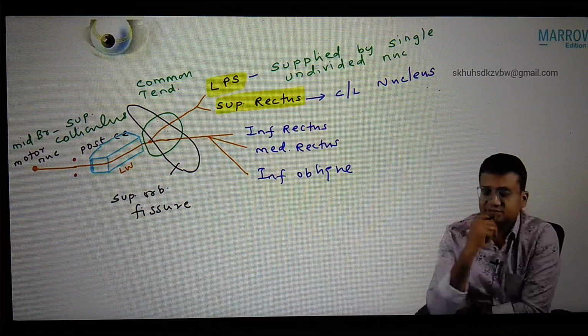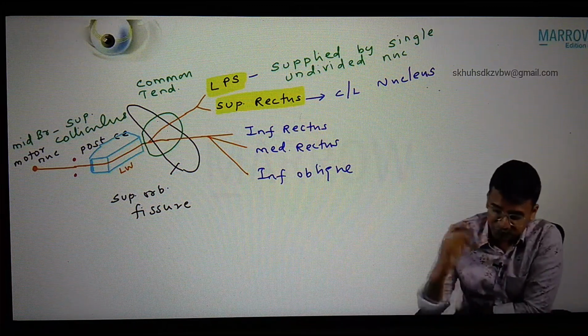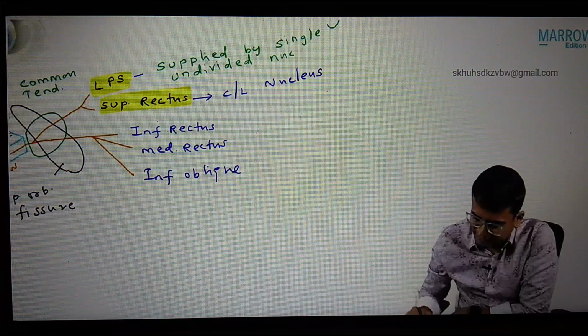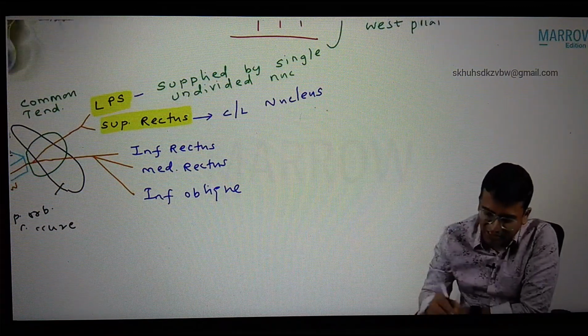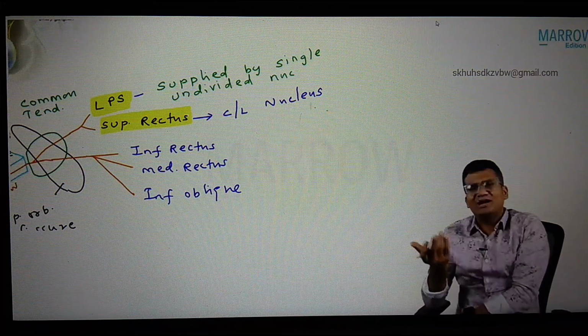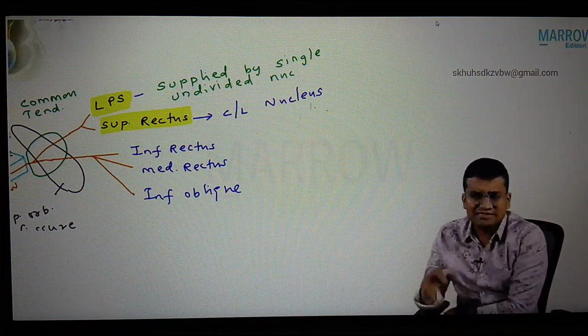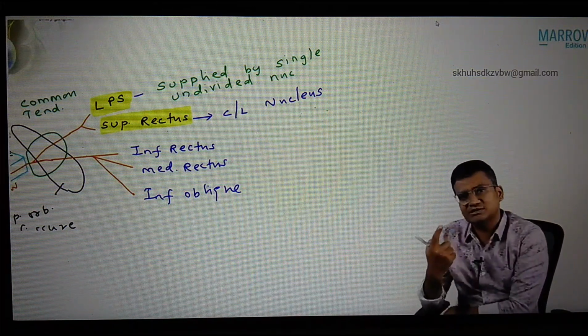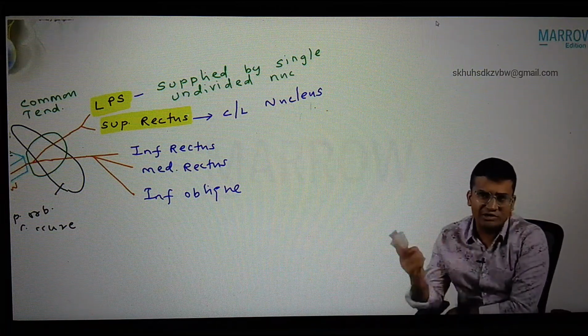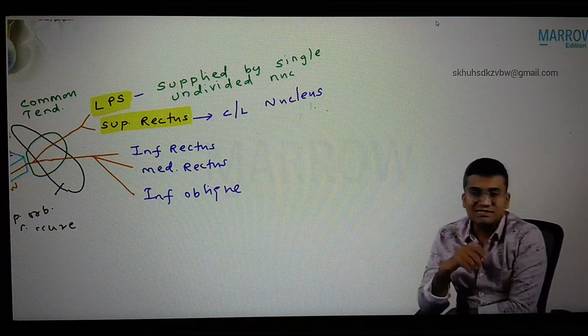Contralateral nucleus. Okay, these two points are very important. Whenever you see a nuclear lesion, the patient will have bilateral ptosis. Why bilateral ptosis? Because the LPS muscles on the two sides are supplied by a single undivided nucleus. So whenever there is a nuclear lesion, the patient will have ptosis on both sides. Bilateral ptosis will be there, and the contralateral palsy of superior rectus muscle.